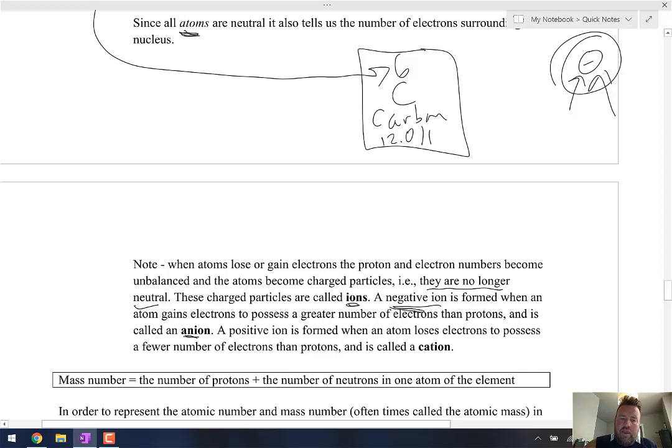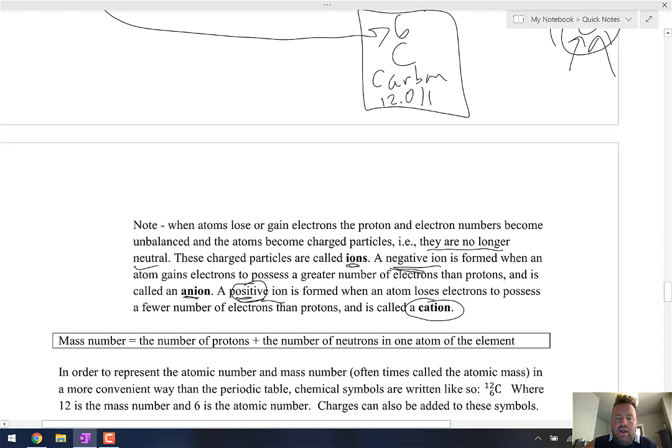If an atom loses electrons, then you form a positive ion, because now you have more positive charges, you have more protons than you do electrons. So in this case, it loses electrons, it has a positive charge, and that is called a cation. So you've got anions and cations.